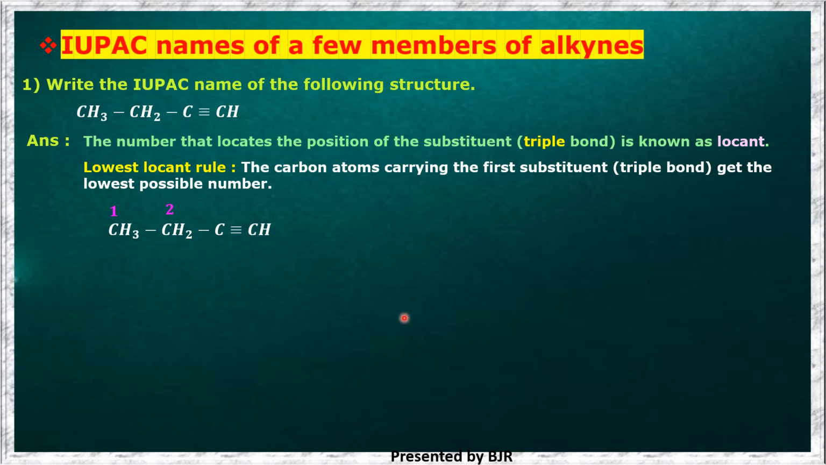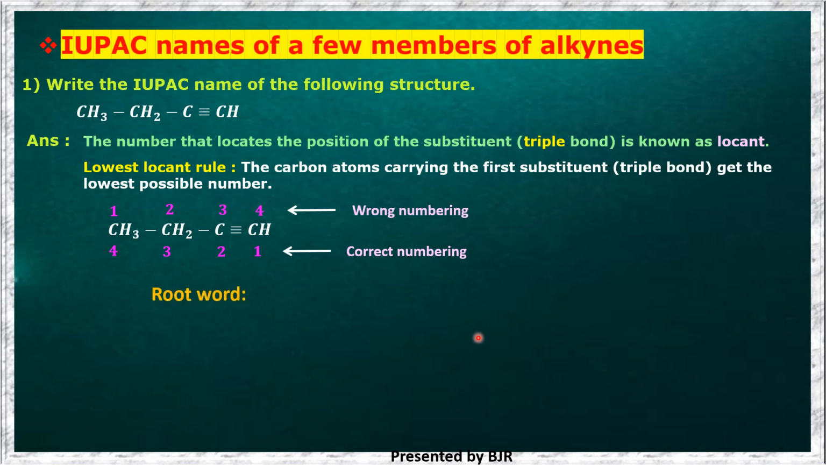So suppose if I give the numbering from left to right, the third carbon atom contains the triple bond. If I give the numbering from right to left, the first carbon atom contains the triple bond. So this one is the wrong numbering, this one is the correct numbering. Okay, so we have to give the number in such a way that the carbon atom containing the triple bond should be given the least possible number.